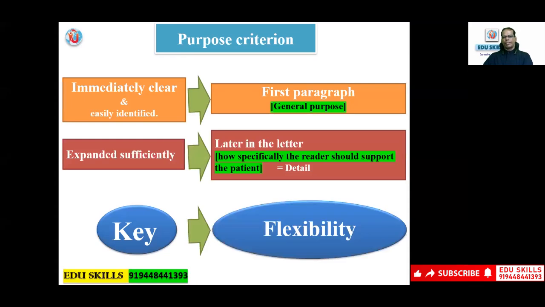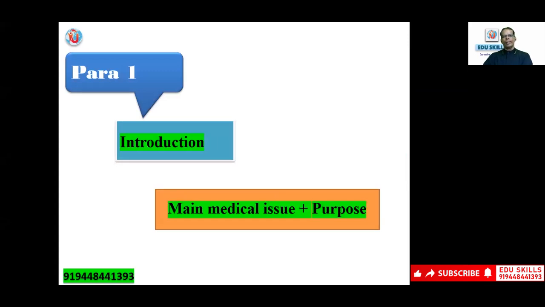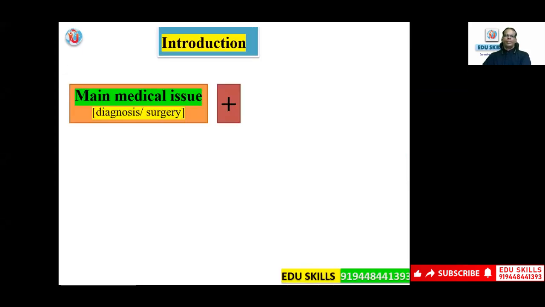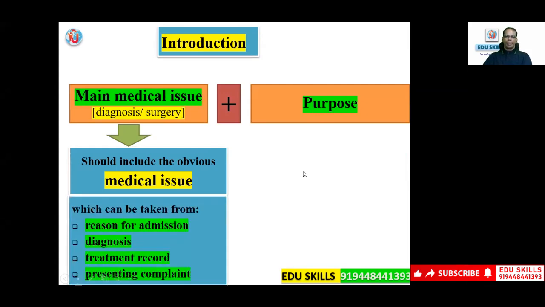So the key is flexibility. Again, I'm highlighting, always think of that because many of you are using templates. So para 1 is introduction: main medical issue plus purpose. Keep that in mind. Main medical issue plus purpose is the gist of it. It should include the obvious medical issue. When I say main, I am stressing because there could be many medical issues, secondary and other things.